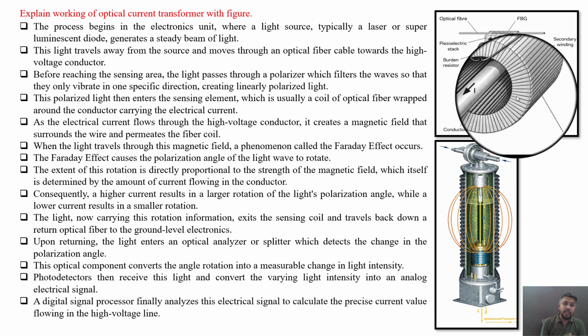Upon returning, the light enters an optical analyzer or splitter, which detects the change in the polarization angle. This optical component converts the angle rotation into a measurable change in the light intensity. Photodetectors then receive this light and convert the varying light intensity into an analog electrical signal. A digital signal processor finally analyzes this electrical signal to calculate the precise current value flowing in the high voltage line. So this is how the optical current transformer works.